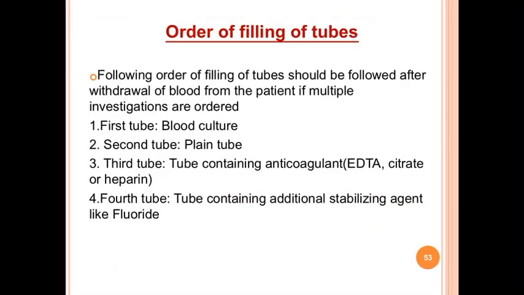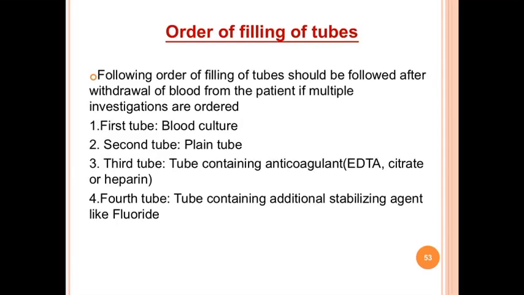First tube should be filled as a blood culture to prevent any contamination. Second tube is a plain tube because we don't add any anticoagulant to this tube. Third tube is a tube containing anticoagulants like EDTA, citrate or heparin. And the fourth tube is a tube containing an additional stabilizing agent like fluoride. So this is the order of the draw of the tubes.